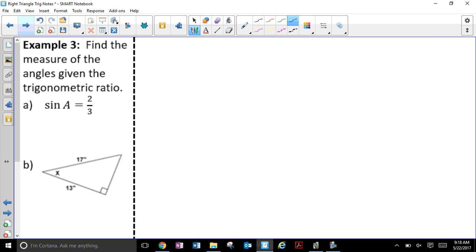All right, example 3, find the measure of the angles given the trig ratio. So now we need to figure out how many degrees angle A is. Okay, so I'm going to rewrite that over here. Sine of A, we don't know what it is, but they gave us the ratio 2 to 3.